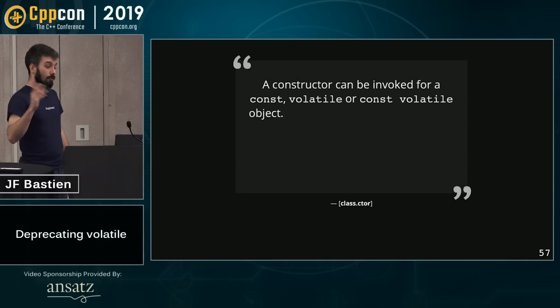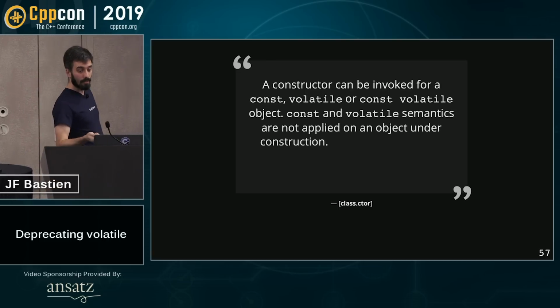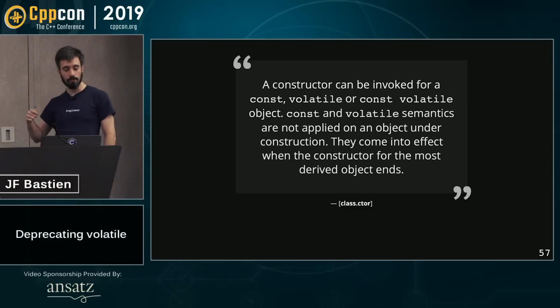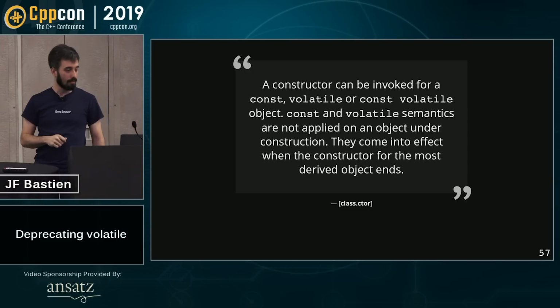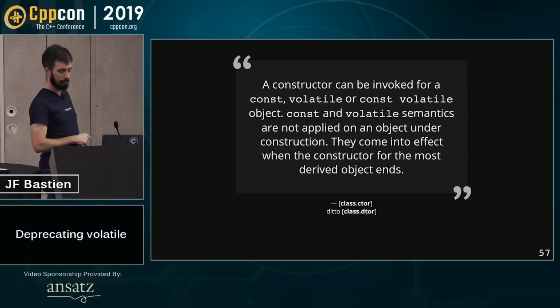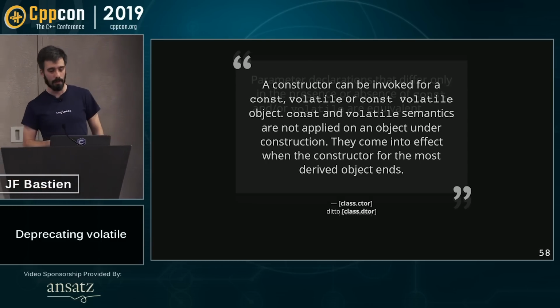As I was saying earlier, a constructor can be invoked from a const, volatile, or const volatile object. Const and volatile semantics are not applied on an object under construction. They come into effect when the constructor for the most derived object ends. So this is in class.ctor, and class.dtor has the same wording. Okay, so what I said that we felt about C++ actually applies in real life.